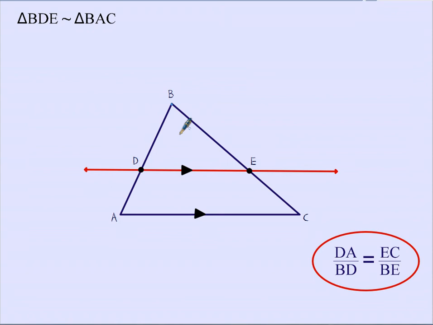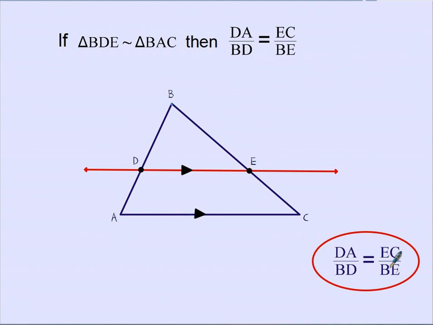Now this is the part that needs to go in your notes. Please make sure to draw this diagram and our proportion. Pause the video if you need longer to write that down. So I'm going to say that if these two triangles are similar, then this proportion is true. DA over BD is equal to EC over BE. There's actually several ways I can set up that proportion, of course. There's actually 8 different ways, but this is just one of them.